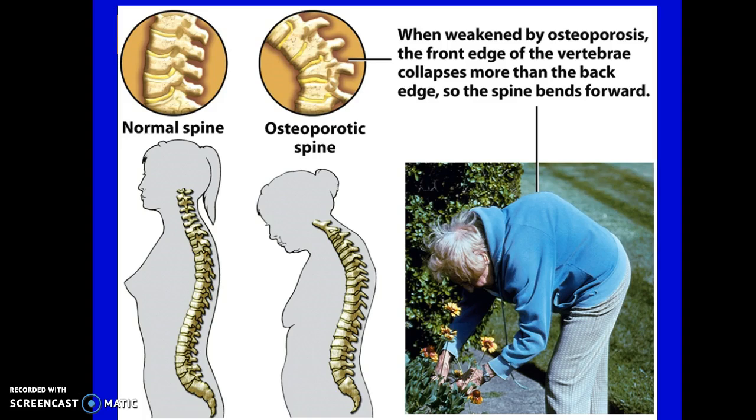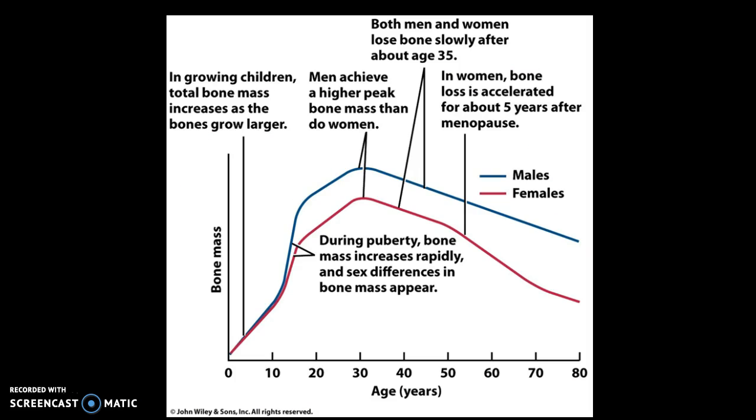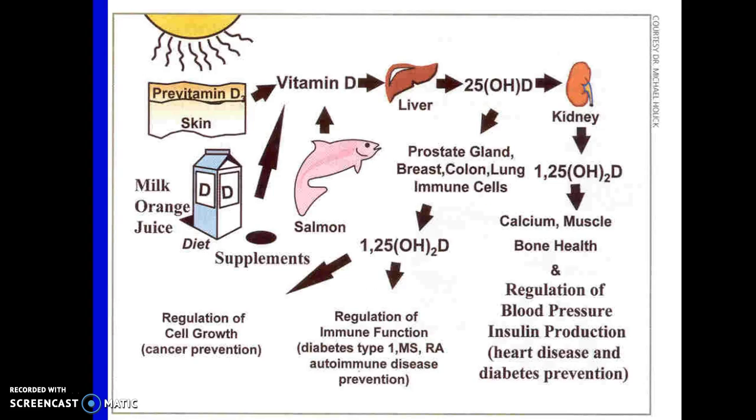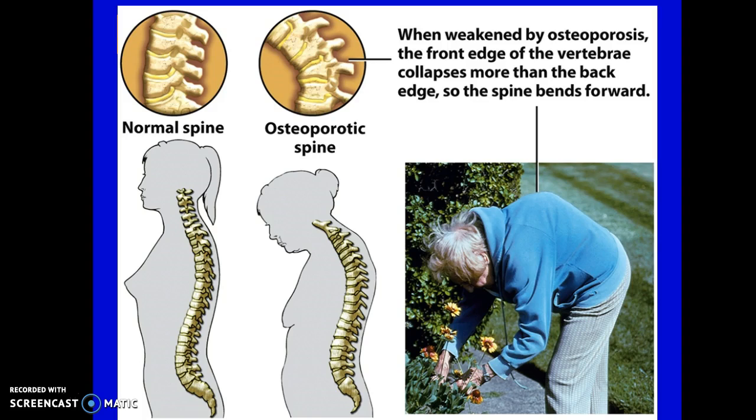And you can see that, this is an osteoporotic spine here. When weakened by the osteoporosis, the front edge of the vertebrae collapses more than the back edge, so the spine bends forward a bit. And so we really want to avoid those weakening of bones as we age. And as we saw, in the last slide over here, it's inevitable that bone mass will decrease. So if we can really optimize our calcium and our vitamin D status over here and optimize that osteoblast activity as we're younger, then we can really decrease the chances of osteoporosis as we get older.